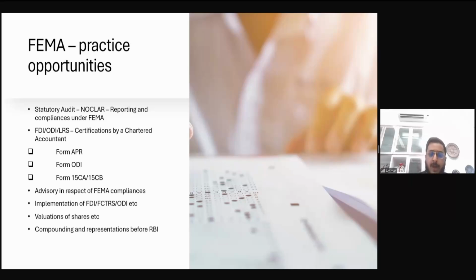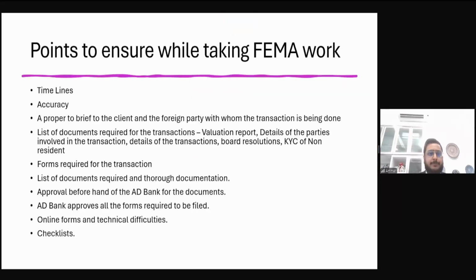and execute the transactions. And suppose the entity has committed some violation, who better than a chartered accountant to help in compounding or representation before the RBI? We have always been good at representing across various forums, so in the RBI also we can take up representation matters.